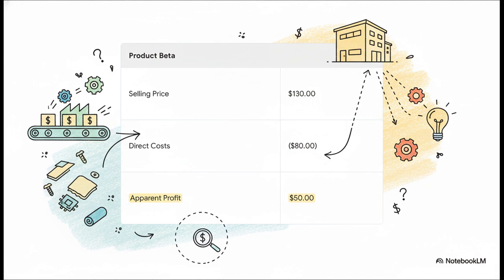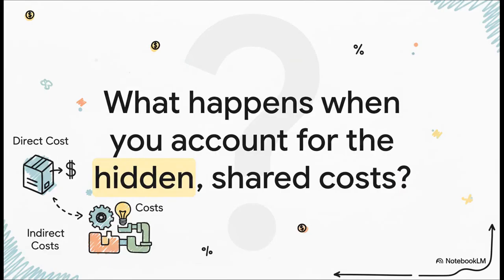The selling price? A cool $130. Now, the obvious costs, the materials you can actually touch, the labor you can point to, that all adds up to 80 bucks. And that leaves you with a very nice looking $50 profit on every single unit. Looks like a total winner. Time to pop the champagne, right? Well, hold on a second.